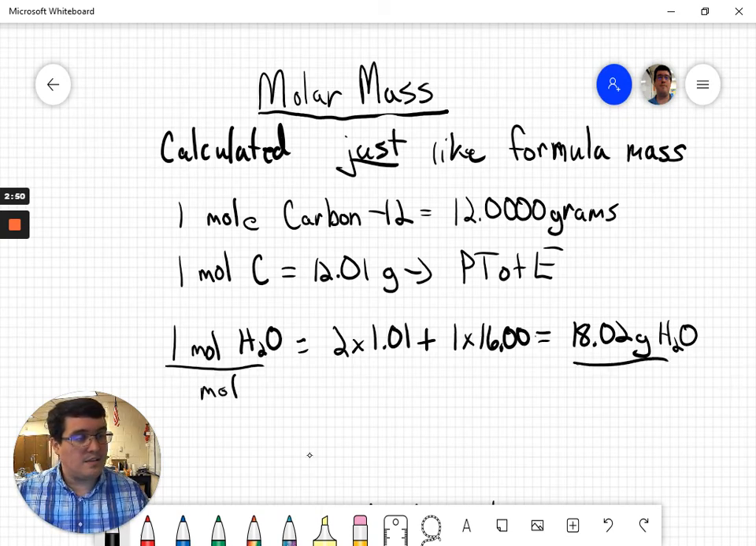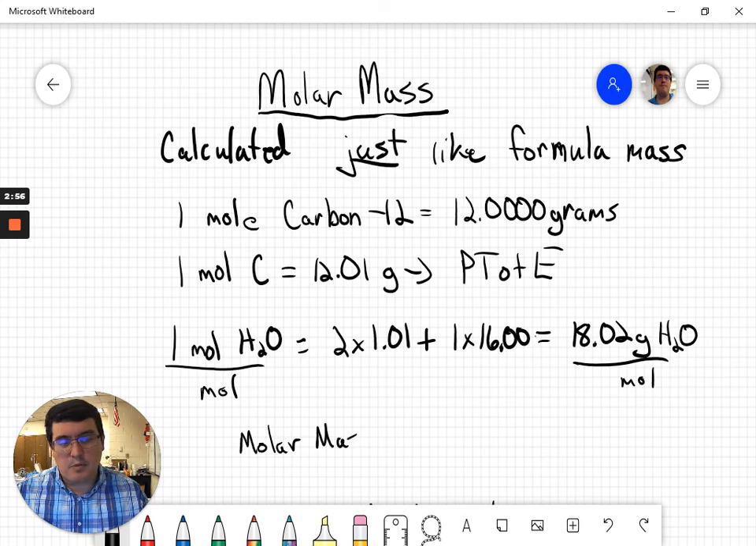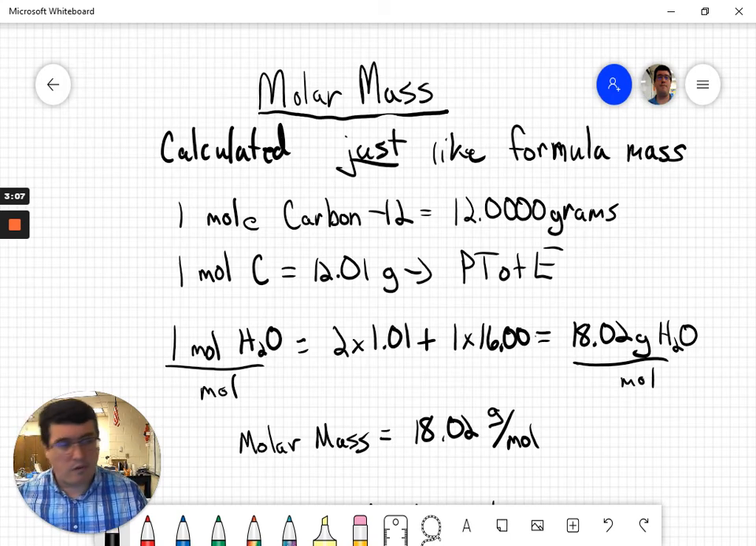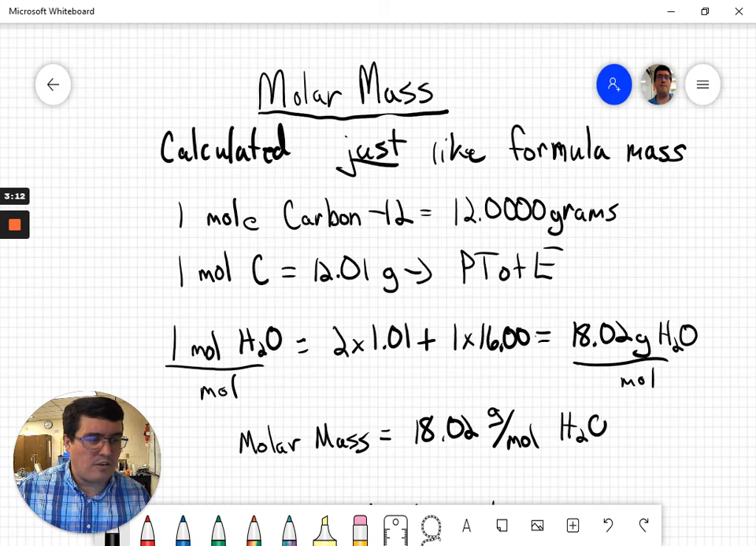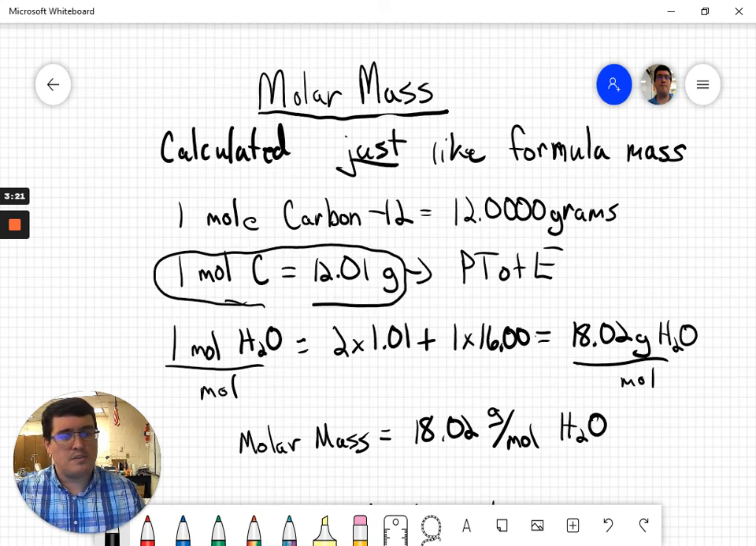And we get that the molar mass of H2O is 18.02 grams per mole, because it's grams over mole. The moles on this side cancel out, and you're left with grams per mole. I don't like to write it out this way. I feel like this tends to be a little more confusing, especially in the math that we're going to do. So I tend to stick to this equality: 1 mole equals that many grams.